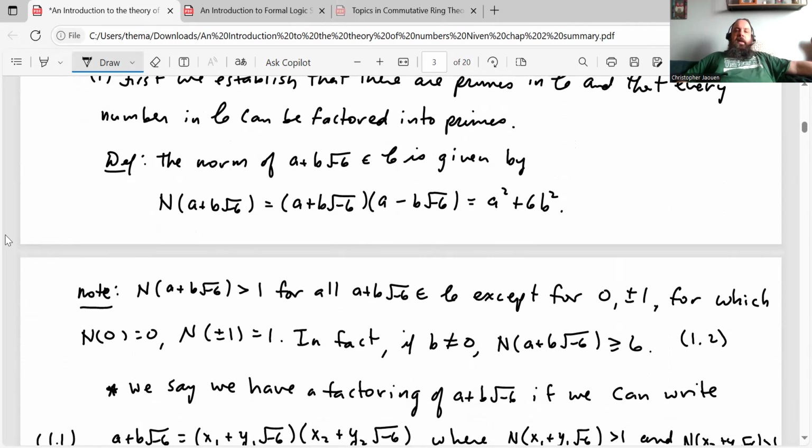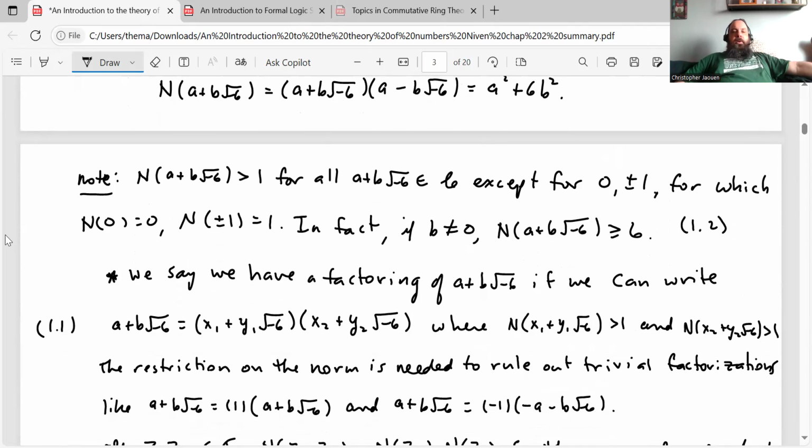The norm of a plus b times square root negative 6 in G is given by, it's basically just the square of the norm on the complex numbers. All right, so the norm of a plus b times square root minus 6 is the sum of the squares of the terms in the formal sum, right? So it's the product of the conjugates, which is equal to a squared plus 6b squared.